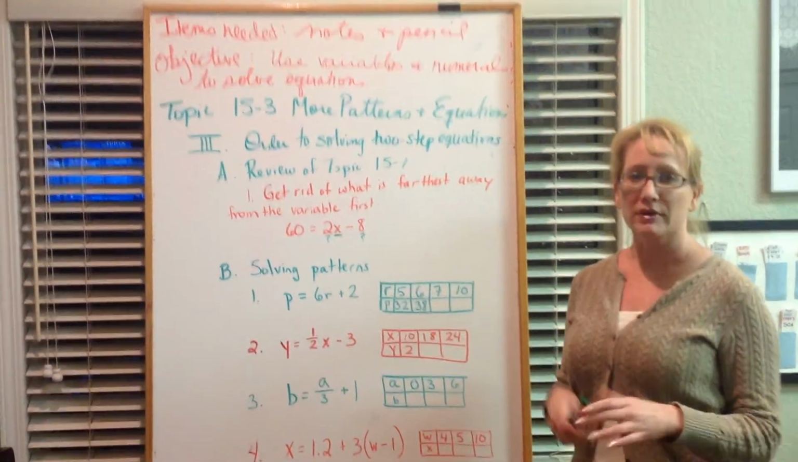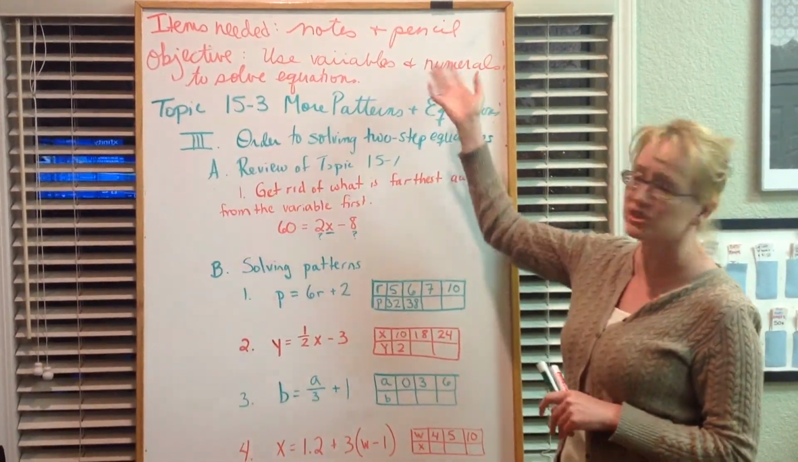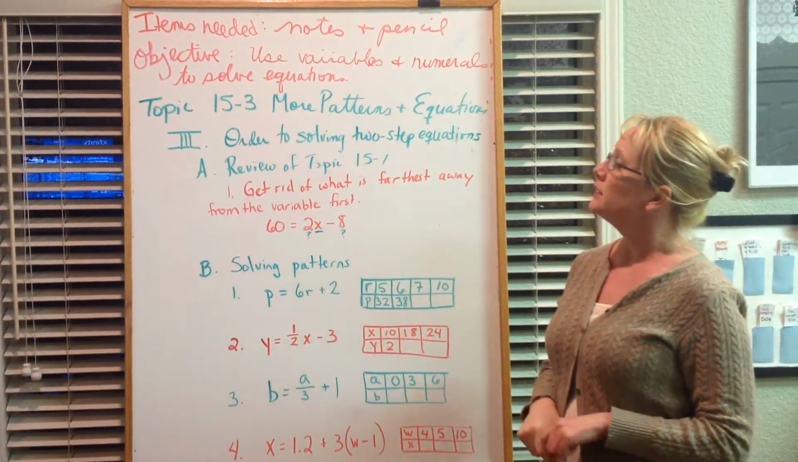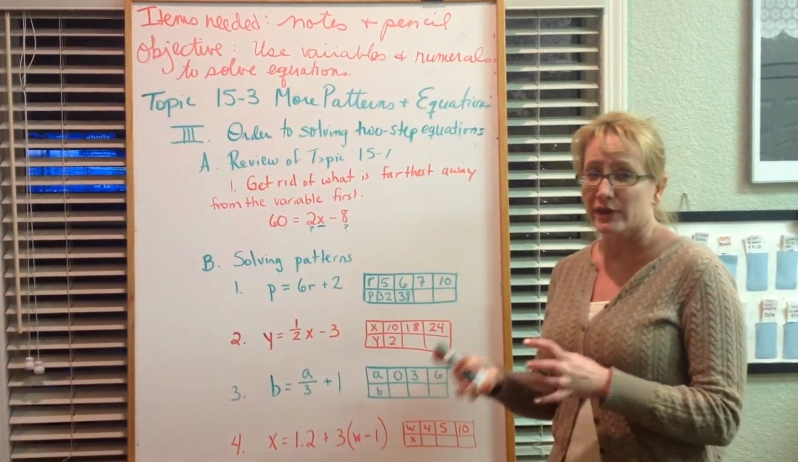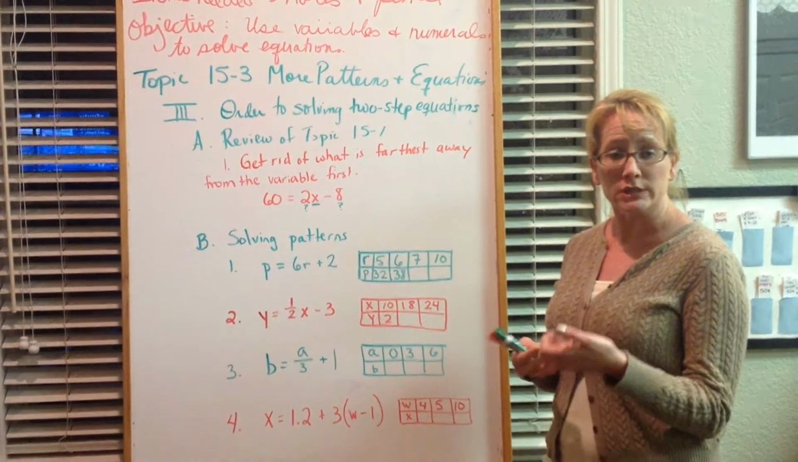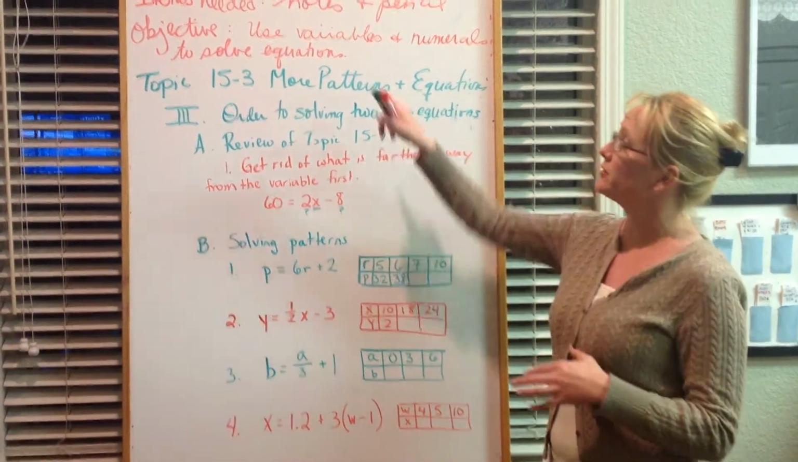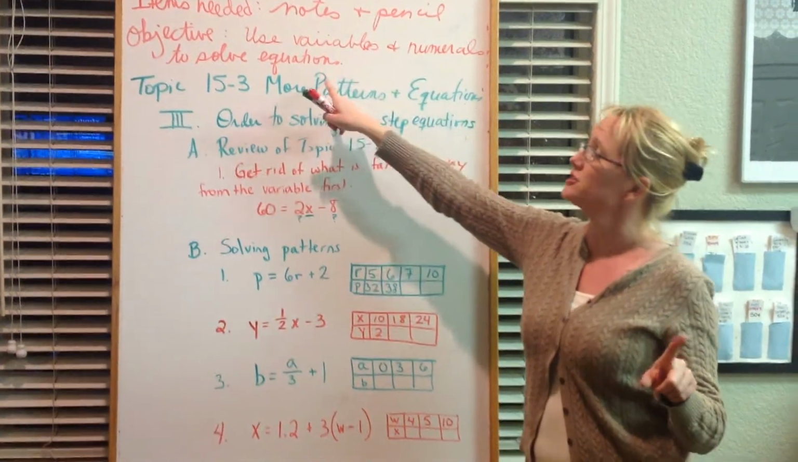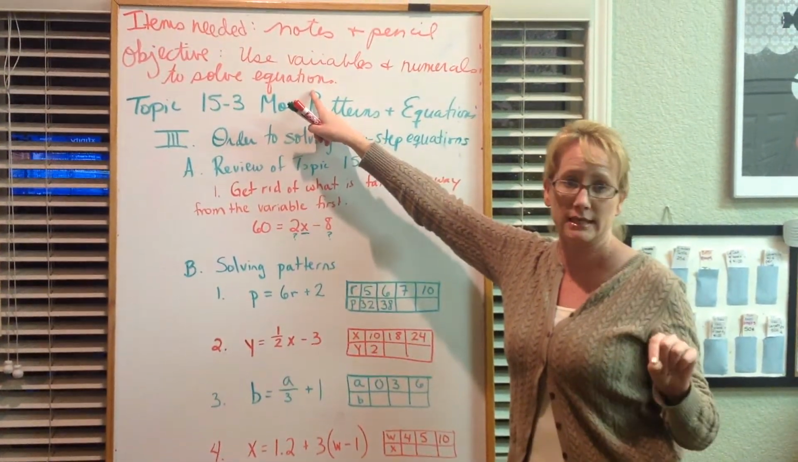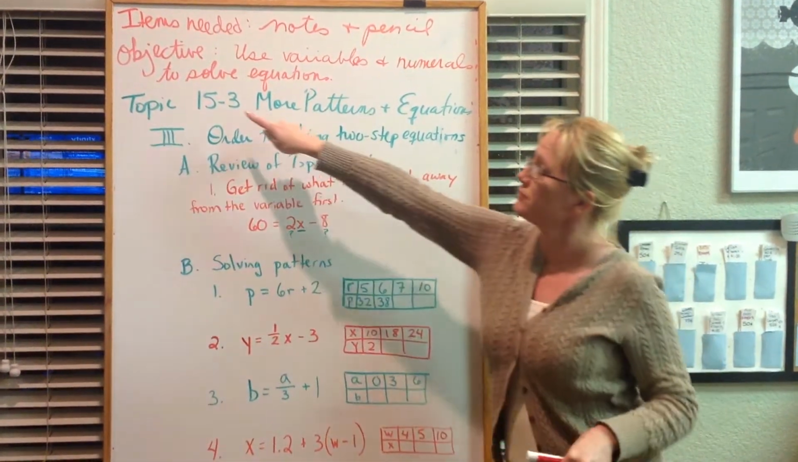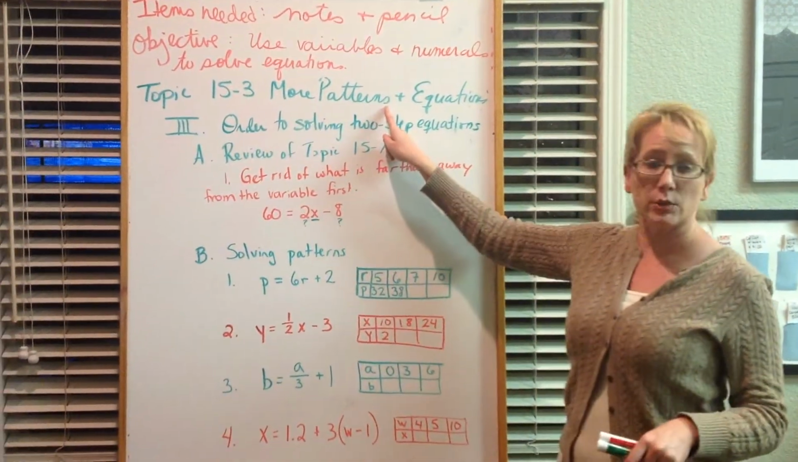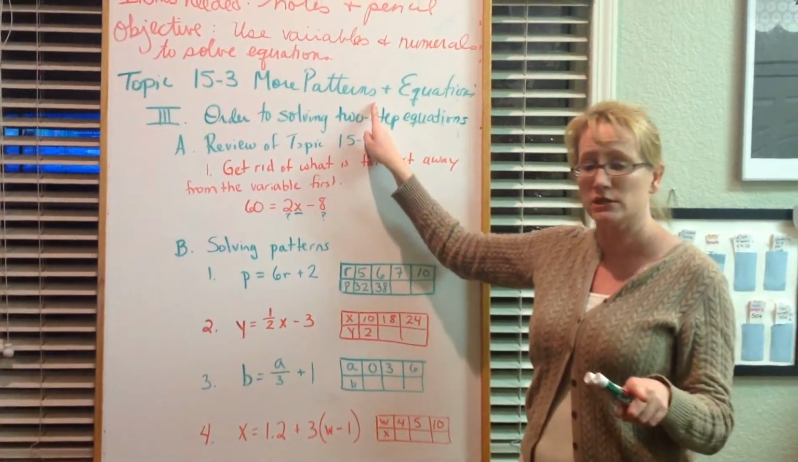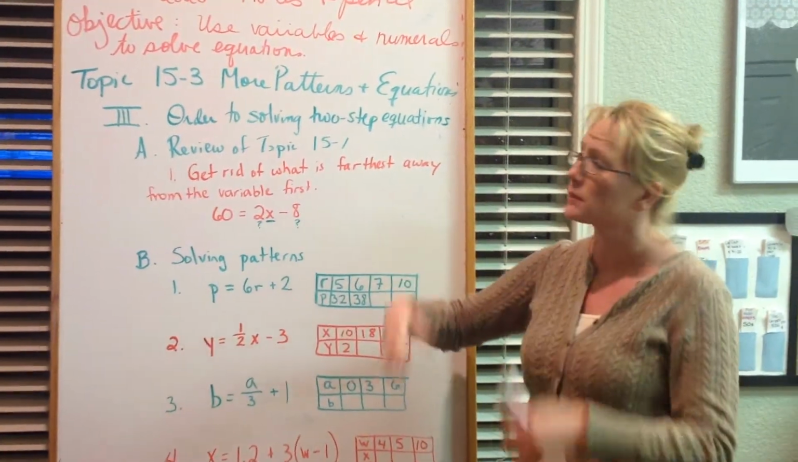Okay guys, this is topic 15.3, and you're going to just need your notes and your pencil. Our job here today is to use variables and replace them with numerals in order to solve the equation. Remember, variables means letters and numerals is numbers. An equation's a math problem with an equal sign in it. So it's topic 15.3, patterns and equations. Remember we did some before in 15.2, and these are just more of them.